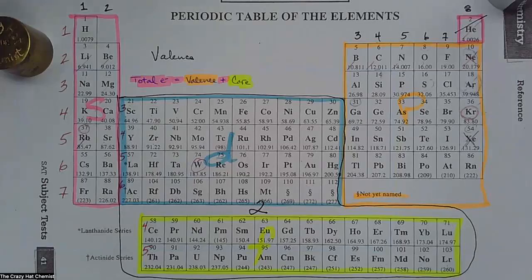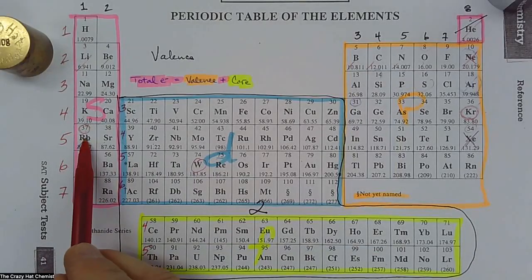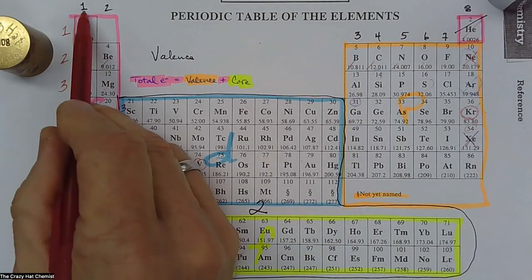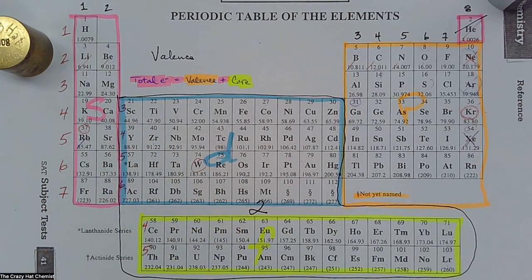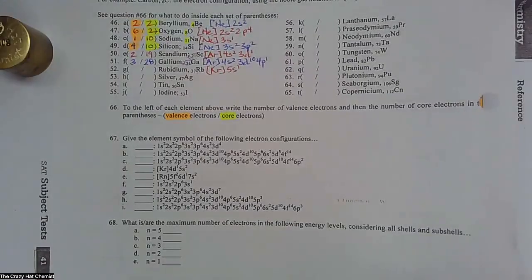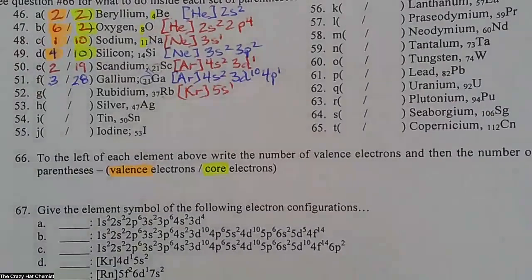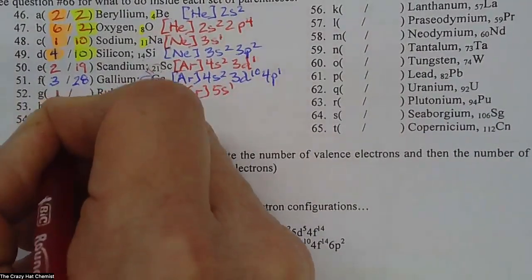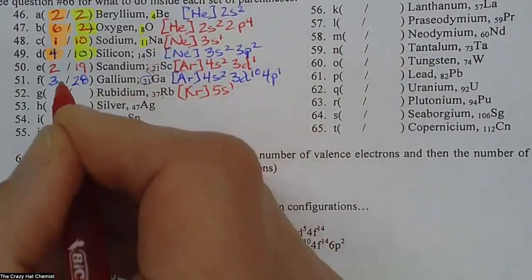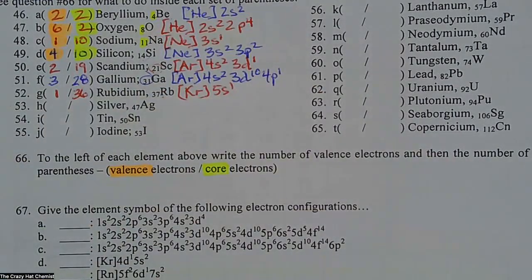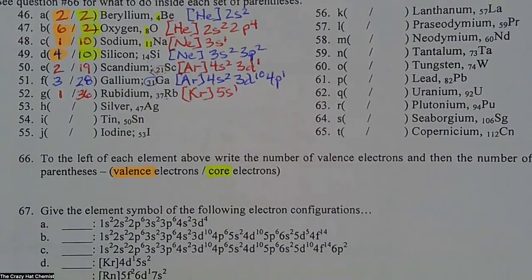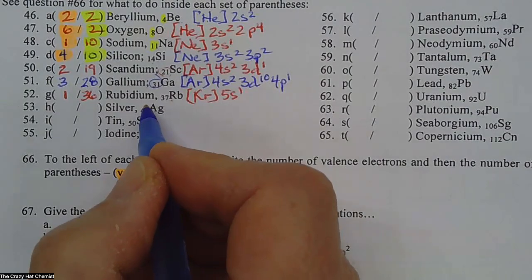Let's find out the valence and the core. So valence electrons, rubidium is in group 1, so it has 1 valence electron, and there's a total of 37 electrons. So let's see here. We've got 1 valence electron. There are 37 total, so it's 37 minus 1. That would be 36 core electrons. Perfect.